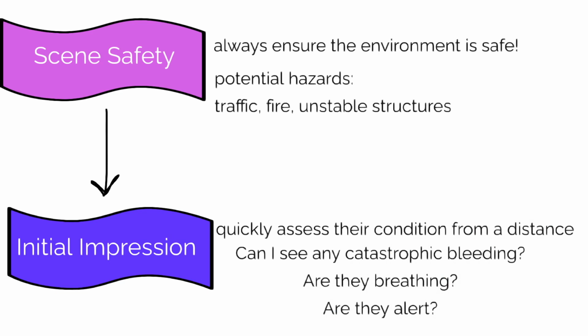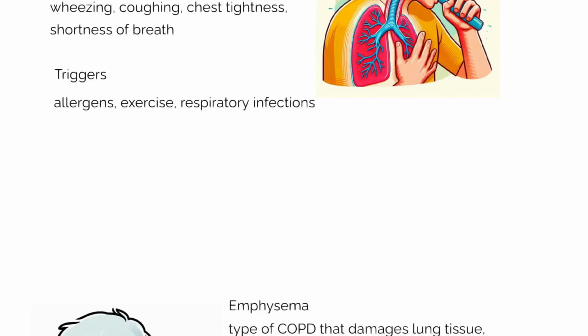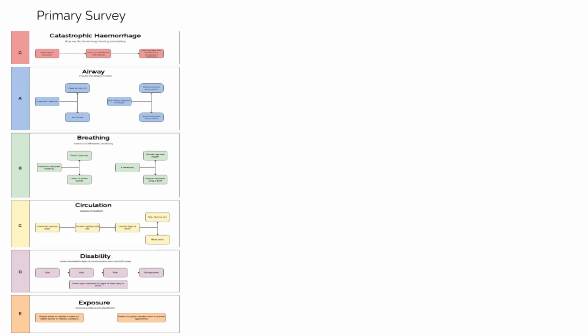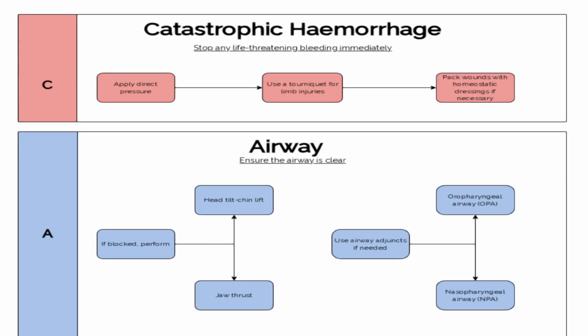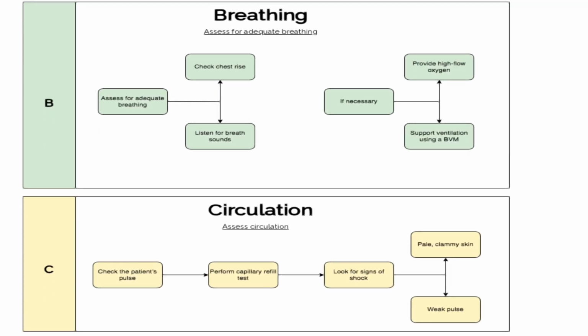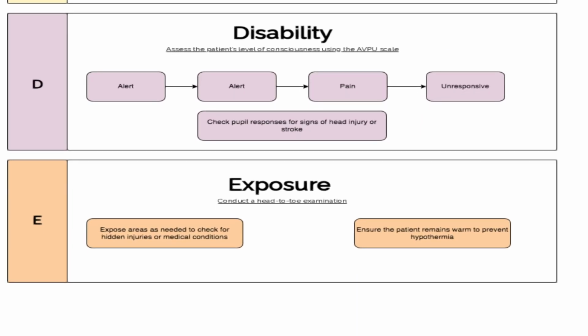Once the scene is safe, follow the C-A-B-C-D-E approach to prioritize and manage any life-threatening conditions. Remember, C is for catastrophic hemorrhage, A is for airway, B is for breathing, C is for circulation, D is for disability, and E is for exposure.